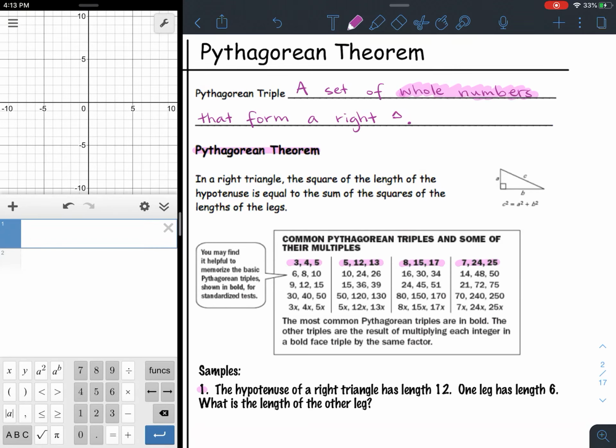Okay guys, we're going to start here with Pythagorean theorem. I know we're kind of skipping around in the notes a little bit, but we're just covering what we're supposed to cover for this unit. So we're going to start here on page 2 with Pythagorean theorem.